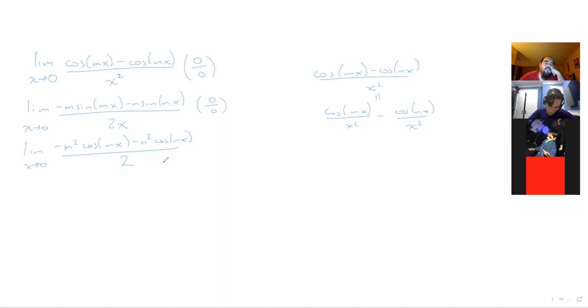And then that, you can do it from there, right? Yeah, that works. So what's my limit then? So let's see. Plug it in. So you get cosine 0. Cosine 0 is 1. So then it would just be 0. No, it's not 0.